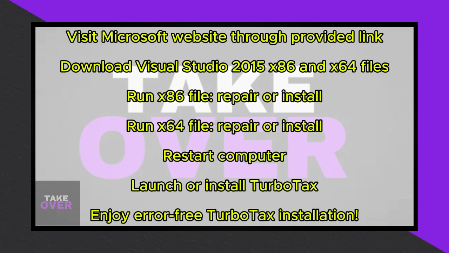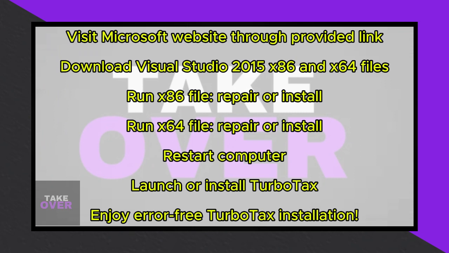Once there, locate the section titled Visual Studio 2015 and download both the x86 and x64 files. After downloading, run the x86 executable file. If prompted, select the repair option if the software is already installed or proceed with the installation if it's not.